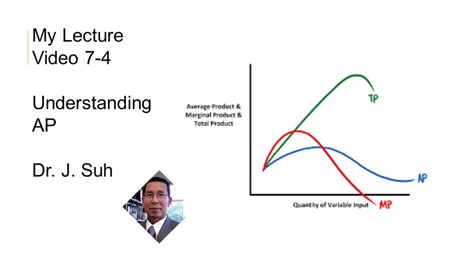Describing the technology of the firm, we've been focusing on the marginal product, the change in output that results from a change in the variable input when you hold everything else constant. Now we're going to look at another measure of productivity that becomes important later in the story. I'll give you a little hint about where we're going.